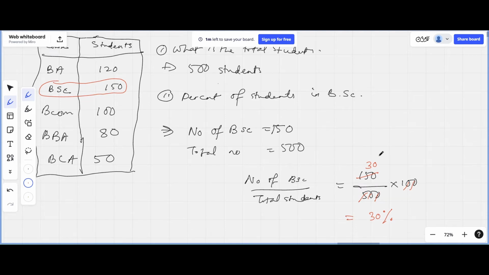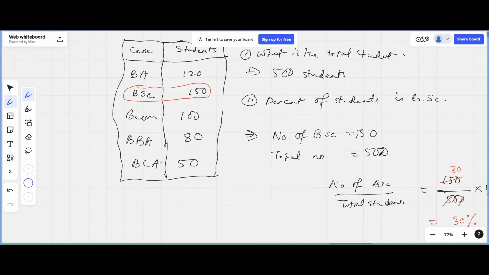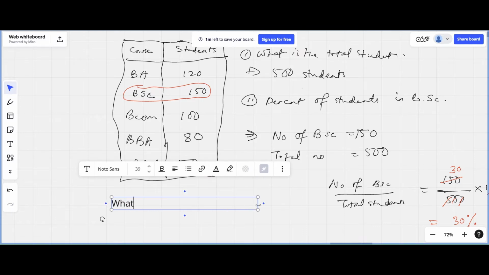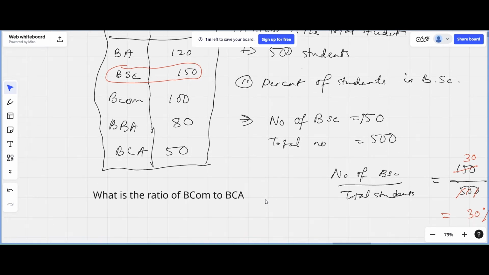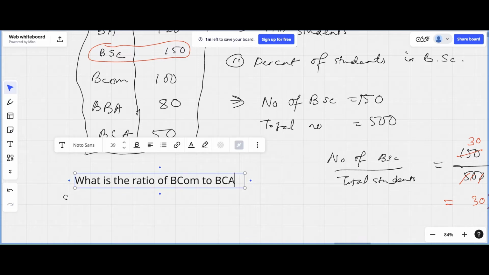Now let's go to the next question. The next follow-up question is, what is the ratio of BCom to BCA students? Just see BCom and BCA. How many BCom students do we have?